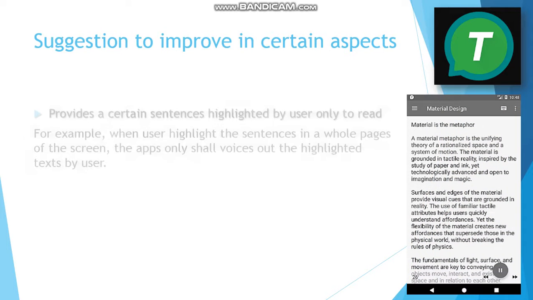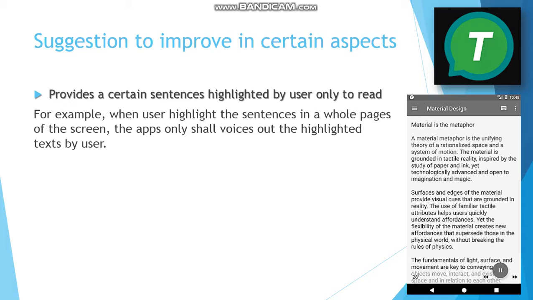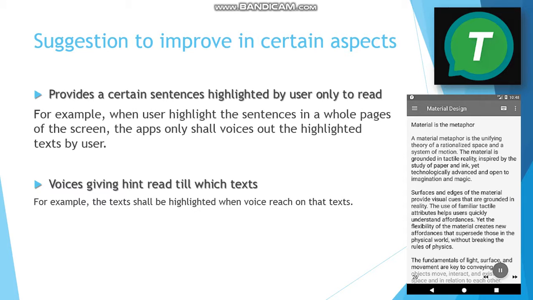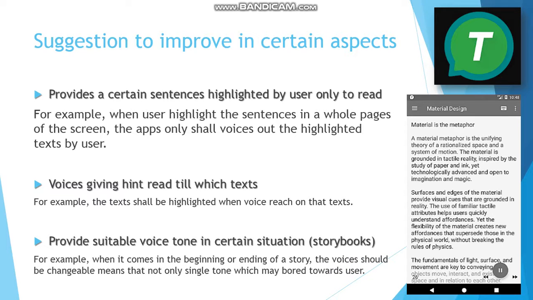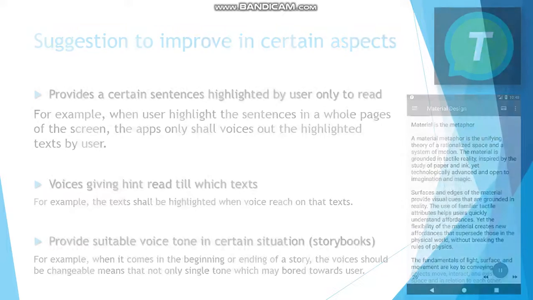So what are the suggestions to improve certain aspects? Provide a way for only certain sentences highlighted by the user to be read. For example, when the user highlights sentences on a whole page of the screen, the application shall only voice out the highlighted text. Voices should give a hint of how far the reading has reached. For example, the text shall be highlighted when the voice reaches that text. Provide suitable voice tones in certain situations. For example, storybooks: at the beginning or ending of a story, the voice should be changeable, meaning not only a single tone.